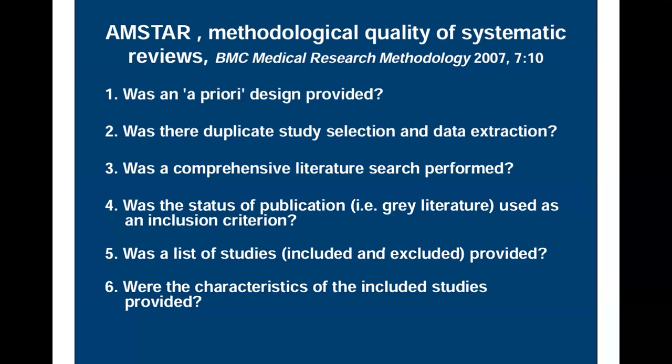Was a comprehensive literature search performed? Was the status of publication, like gray literature, used as an inclusion criterion? Was a list of included and excluded studies provided? We usually give reasons only for included studies, but here they are saying a list of excluded studies should be provided. Were the characteristics of included studies provided? Basically PICO: population, intervention, comparator, and outcome. Were all those characteristics provided? You might add additional characteristics depending upon your study requirements. Next slide.